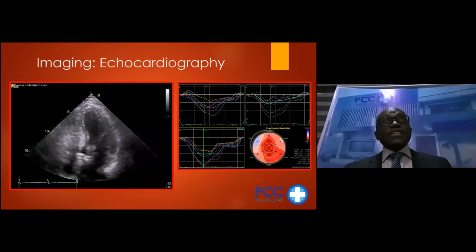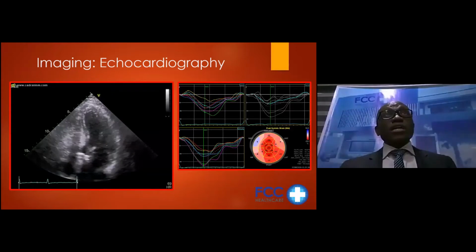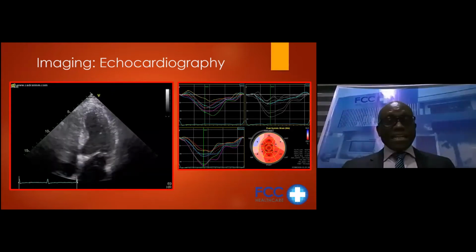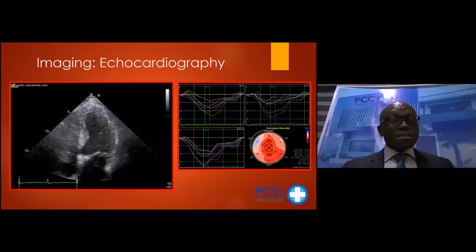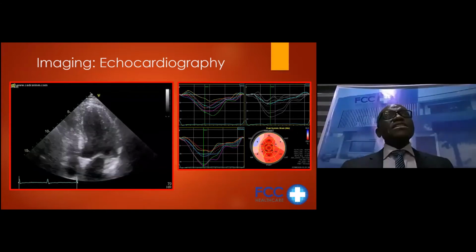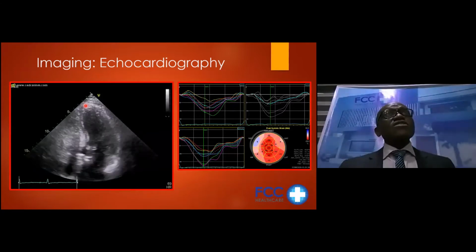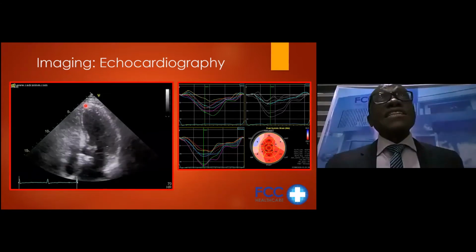Here is his echocardiogram. And for those who are not familiar with looking at echo, this is the 4-chamber view. Let me make the pointer show. Laser pointer. So this is the 4-chamber view. And you could see this area is not moving. So there is one motion abnormality there.